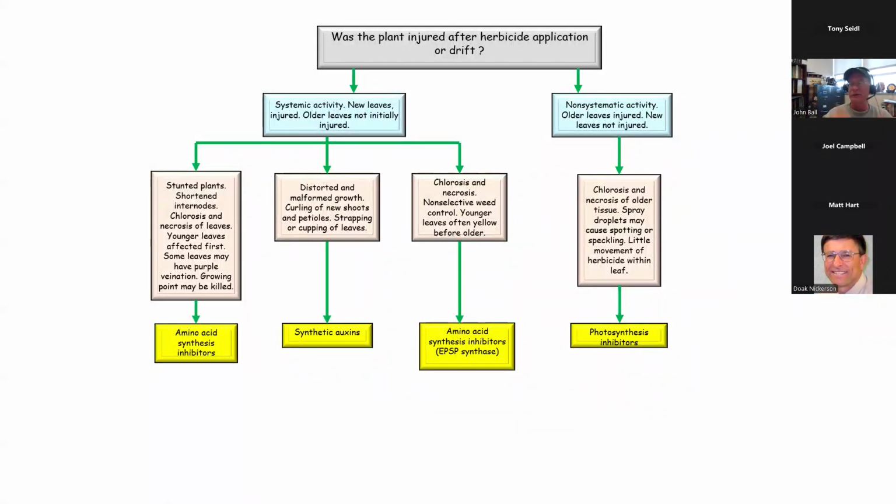There is no universal test where you just throw a leaf in and it automatically tells you what it is. We have to know at least what the group is in order to analyze it. Was it amino acid? Was it synthetic auxin? Was it an amino acid inhibitor? Was it a photosynthesis inhibitor? We can do that by looking at the symptom pattern. And from that, going all the way back, fragment the samples, go through, but we know what we're looking for. That's the key. We really need to know at least what group of herbicides we're looking at.